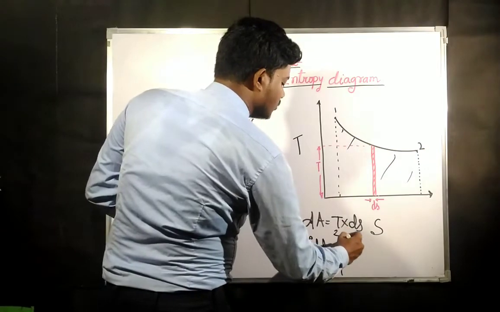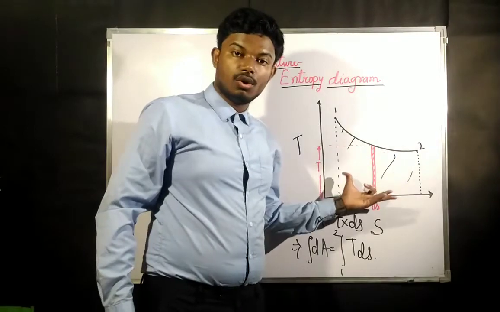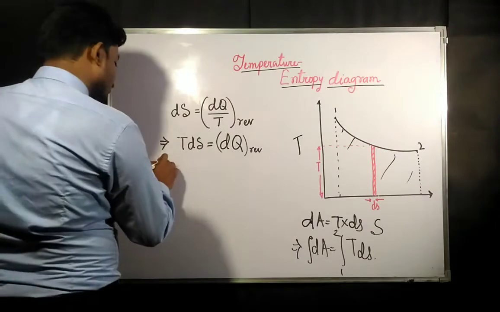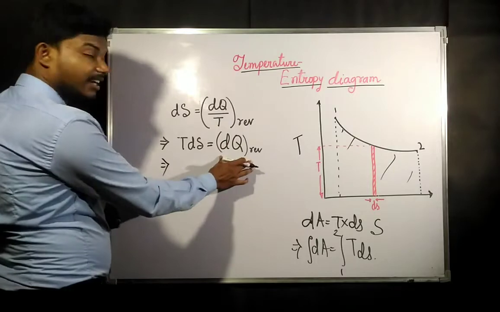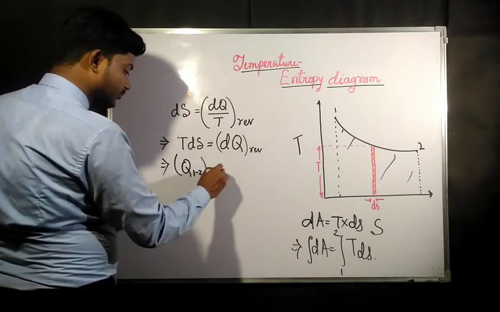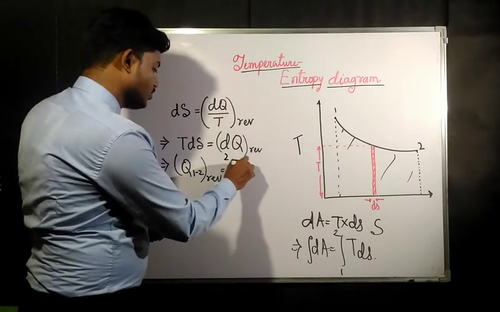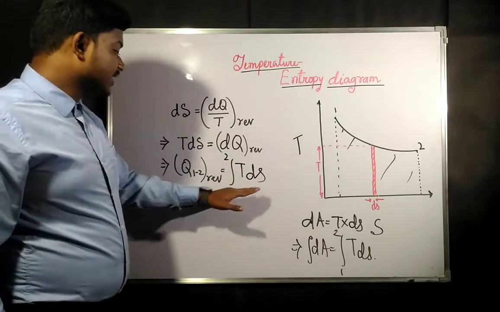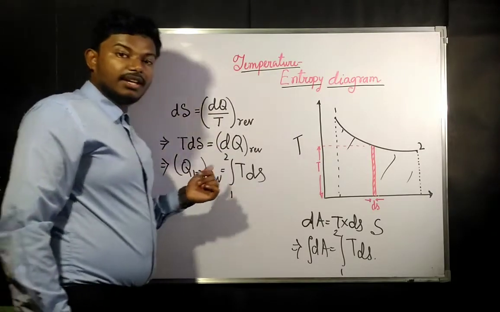integration of 1 to 2 t ds. Okay, this is going to be the area of the whole. This is going to be the area of the curve when projected on entropy axis. Similarly, from here, if you integrate both of these, what are you going to get? If you integrate this one, you are going to get q 1 to 2 reversible, and this one will be 1 to 2 t ds. Okay, you are going to get the integration of 1 to 2 t ds equals q 1 to 2 reversible. Okay, that means what?